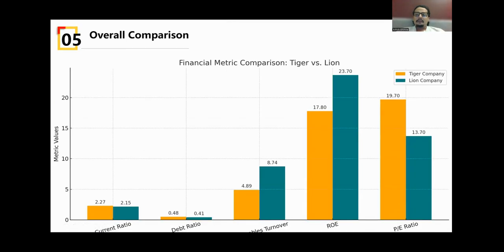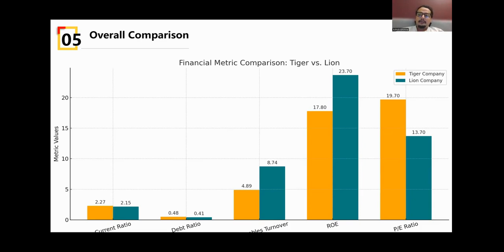Let's take a deeper look at the overall financial comparison between Lion and Tiger companies. We have analyzed both firms across key dimensions: solvency, profitability, efficiency, and market valuation, and the results are quite telling. Starting with solvency, Lion Company shows a much lower debt ratio and less financial leverage, which significantly reduces its long-term financial risks. In today's economic environment, this kind of conservative financial structure is an important indicator of sustainability and resilience.